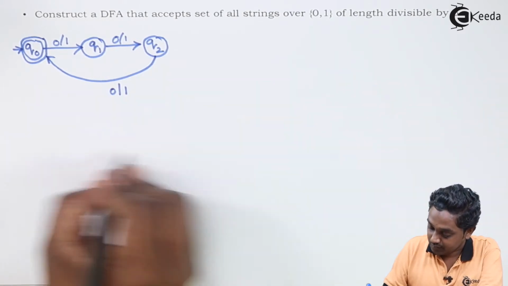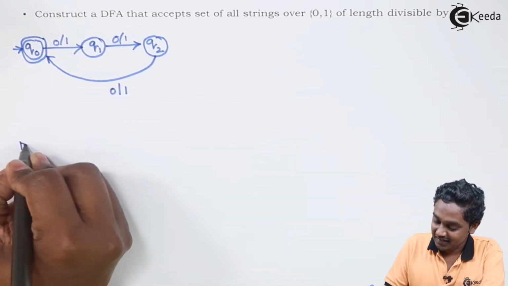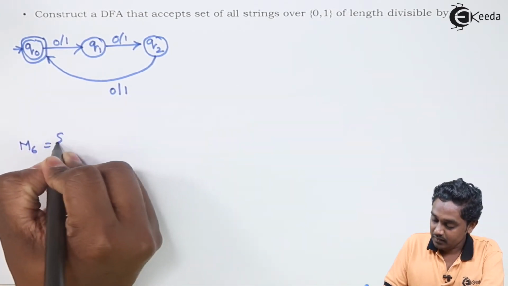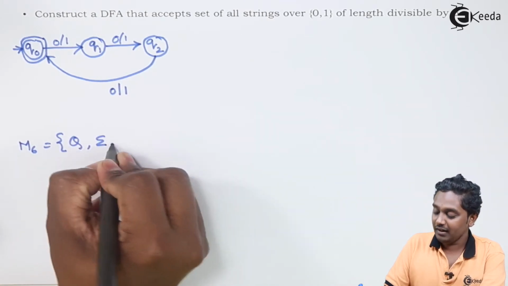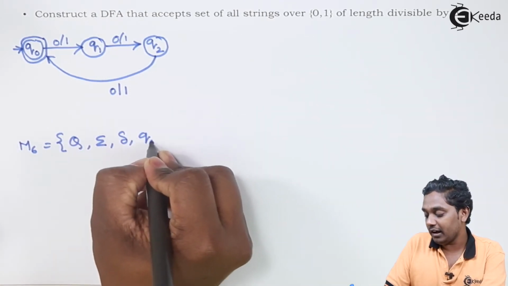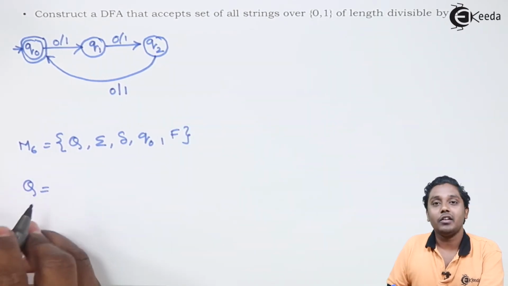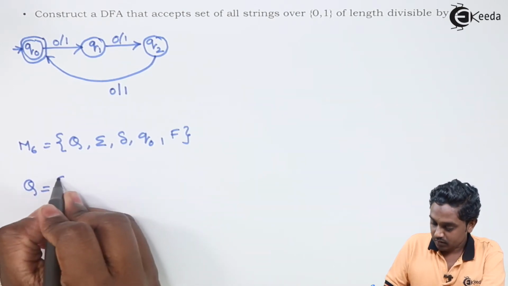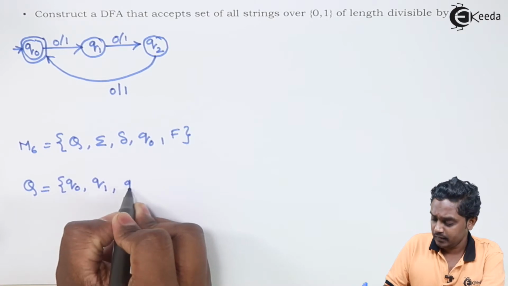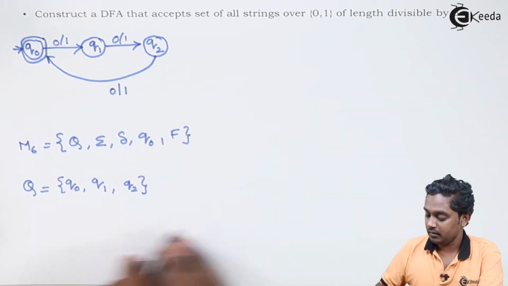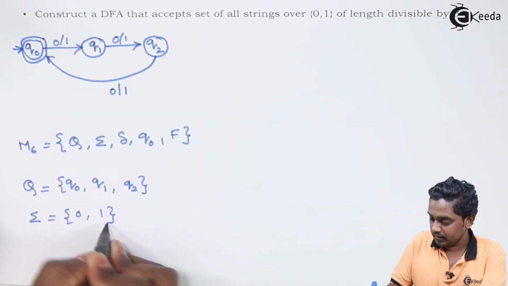Let's see the mathematical definition. So let's number this machine M6. Again we have the quintuple Q, sigma, delta, Q0 and F. What is Q? Set of states. The set of states over here are Q0, Q1 and Q2. Sigma is similar, 0 and 1.